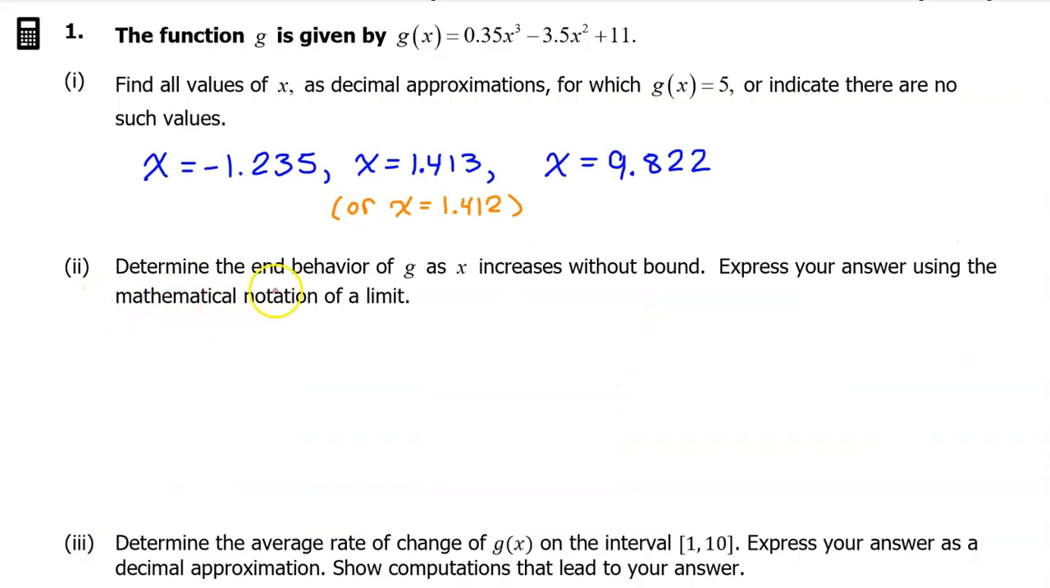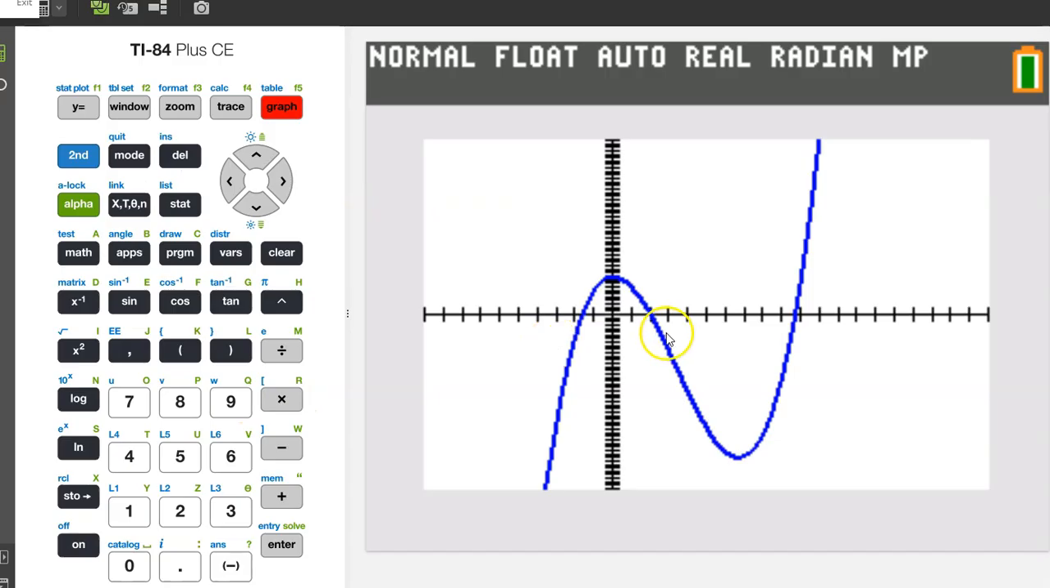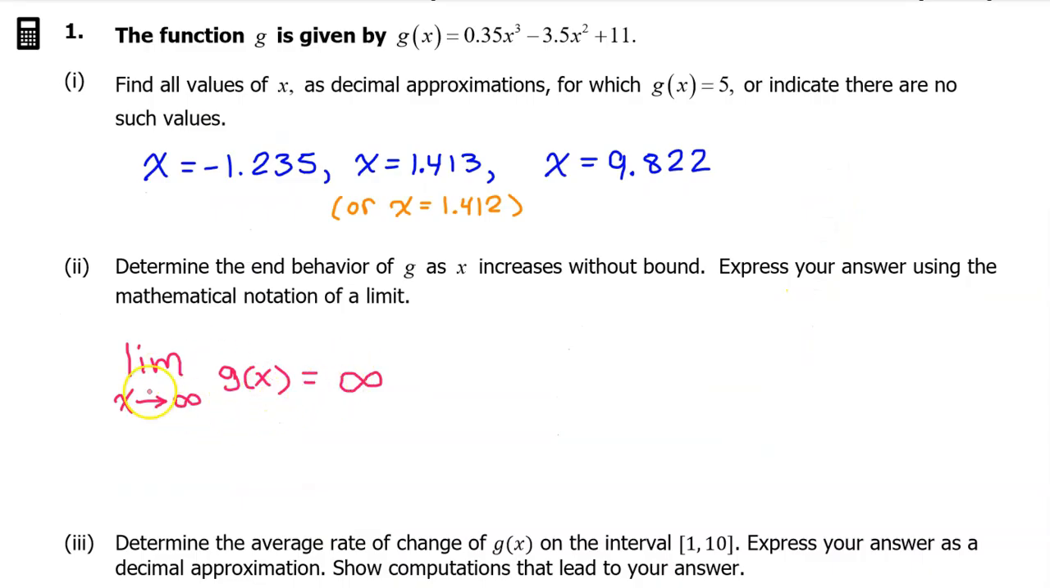Part 2. Determine the end behavior of g as x increases without bound. Express your answer using the mathematical notation of a limit. The end behavior of g as x increases without bound means the limit as x approaches positive infinity of g of x. As x approaches infinity, in other words, as we go towards the right, g of x increases without bound. In other words, this limit is equal to positive infinity. That's it for part 2.